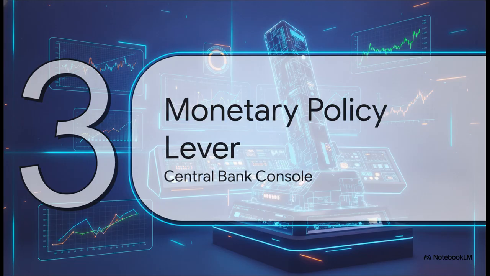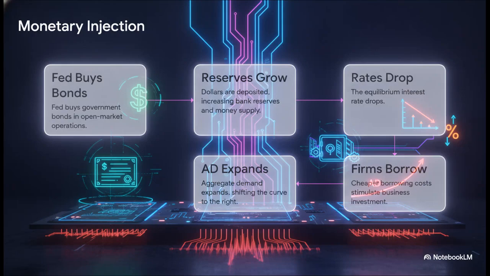Section 3, the monetary policy lever. This is the central bank console. Let's execute an expansionary monetary injection and watch the chain reaction. It's fascinating. Step 1. The Federal Reserve buys government bonds in open market operations. Step 2. The dollars used to buy those bonds are instantly deposited into banks, increasing reserves and expanding the total money supply. Step 3. Because there's suddenly all this extra money flowing around, the equilibrium interest rate naturally drops.